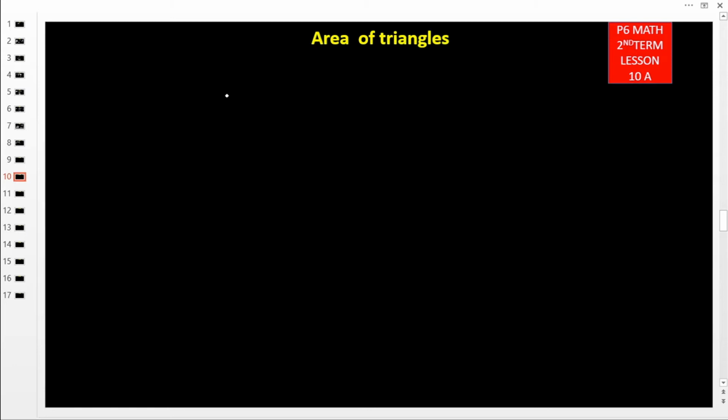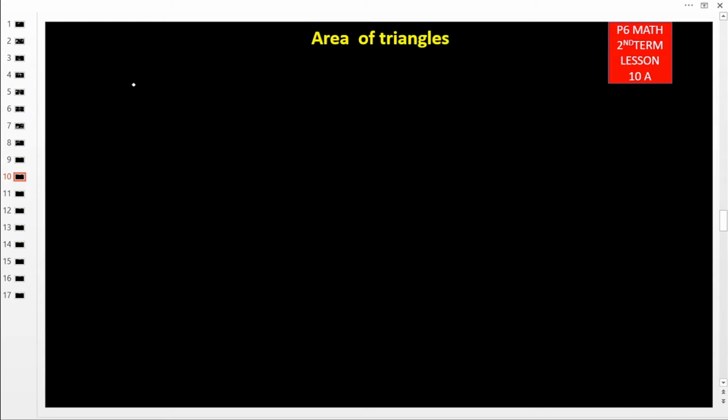Alright, so this is our Math B. I urge you to be with your ruler, your pencil. Actually, you have to be with your set. So we are going to look at area of triangles. Here we are looking at geometry measures. So we are going to look at a triangle.